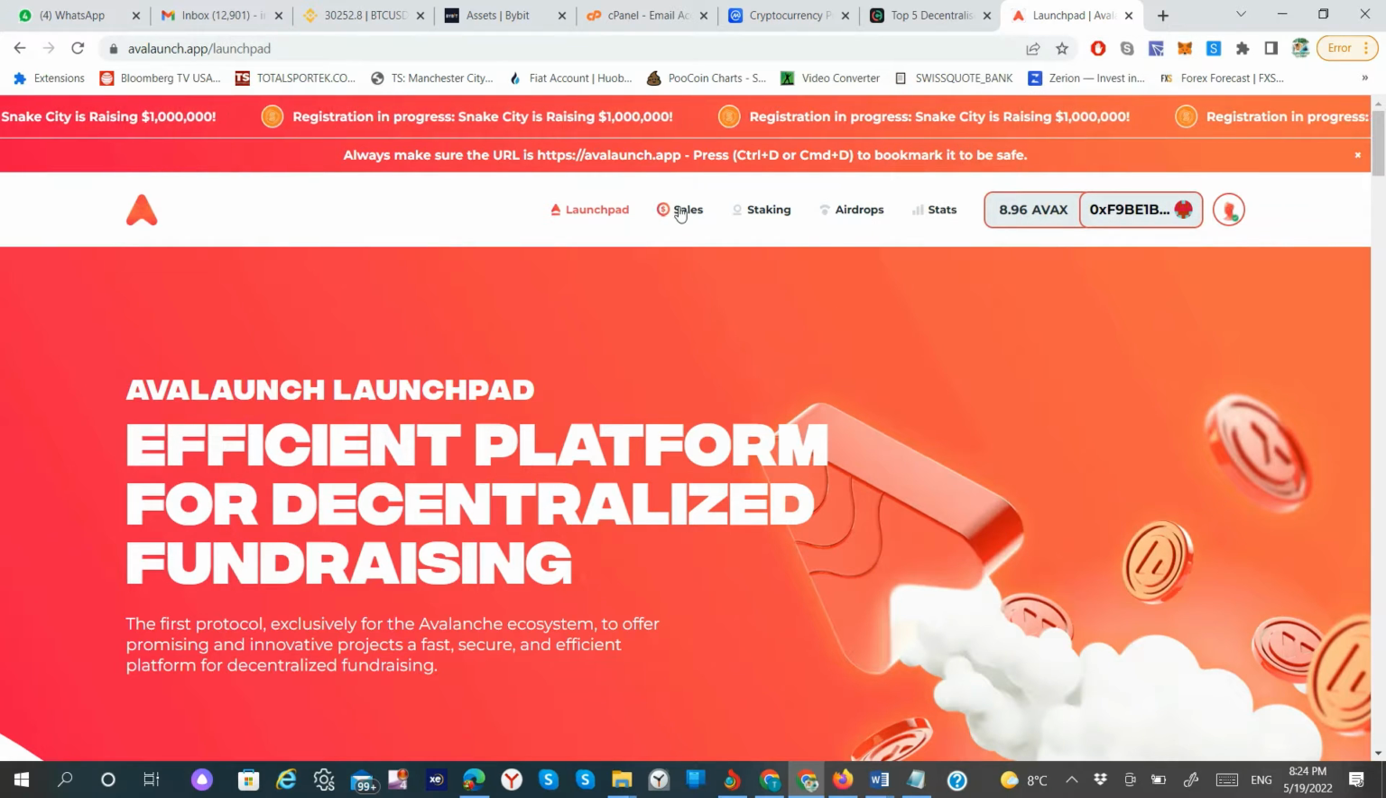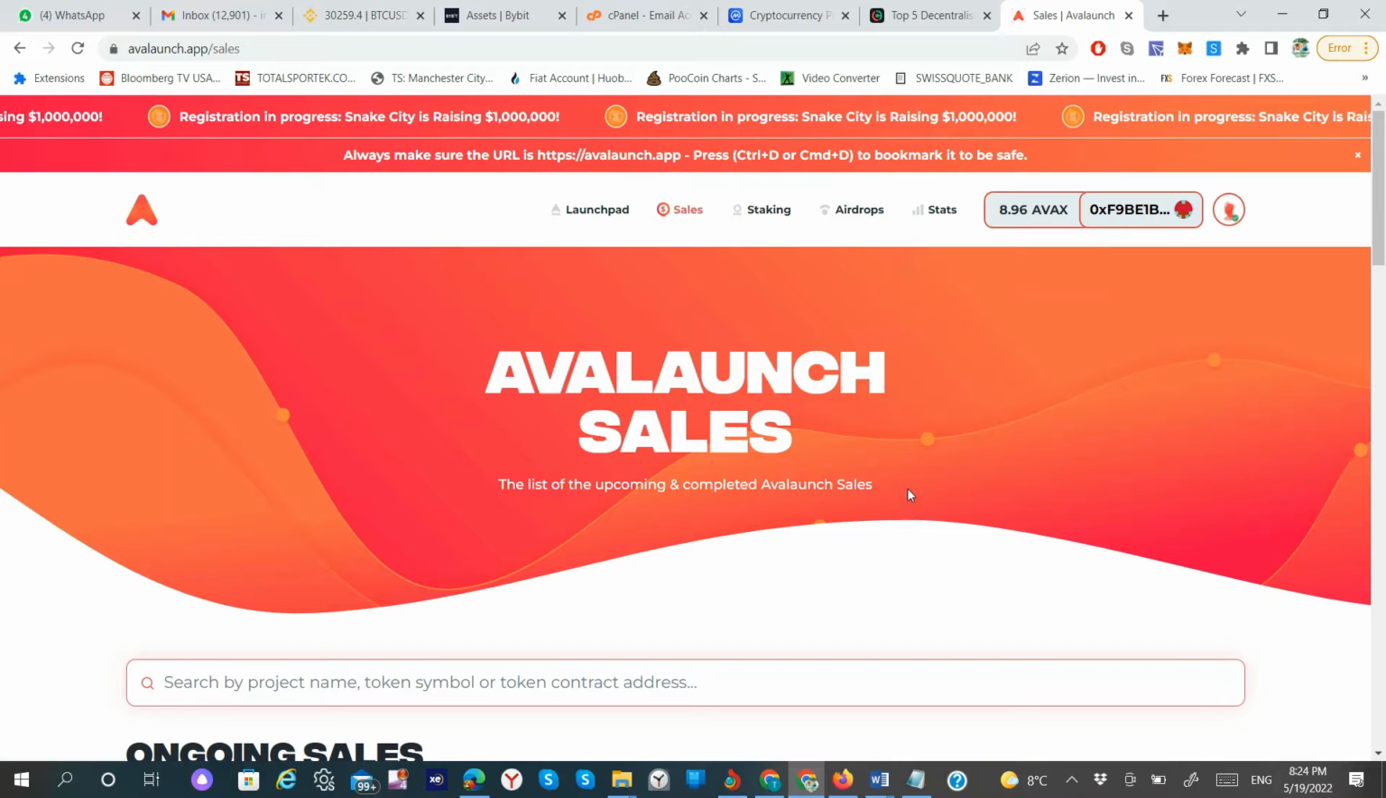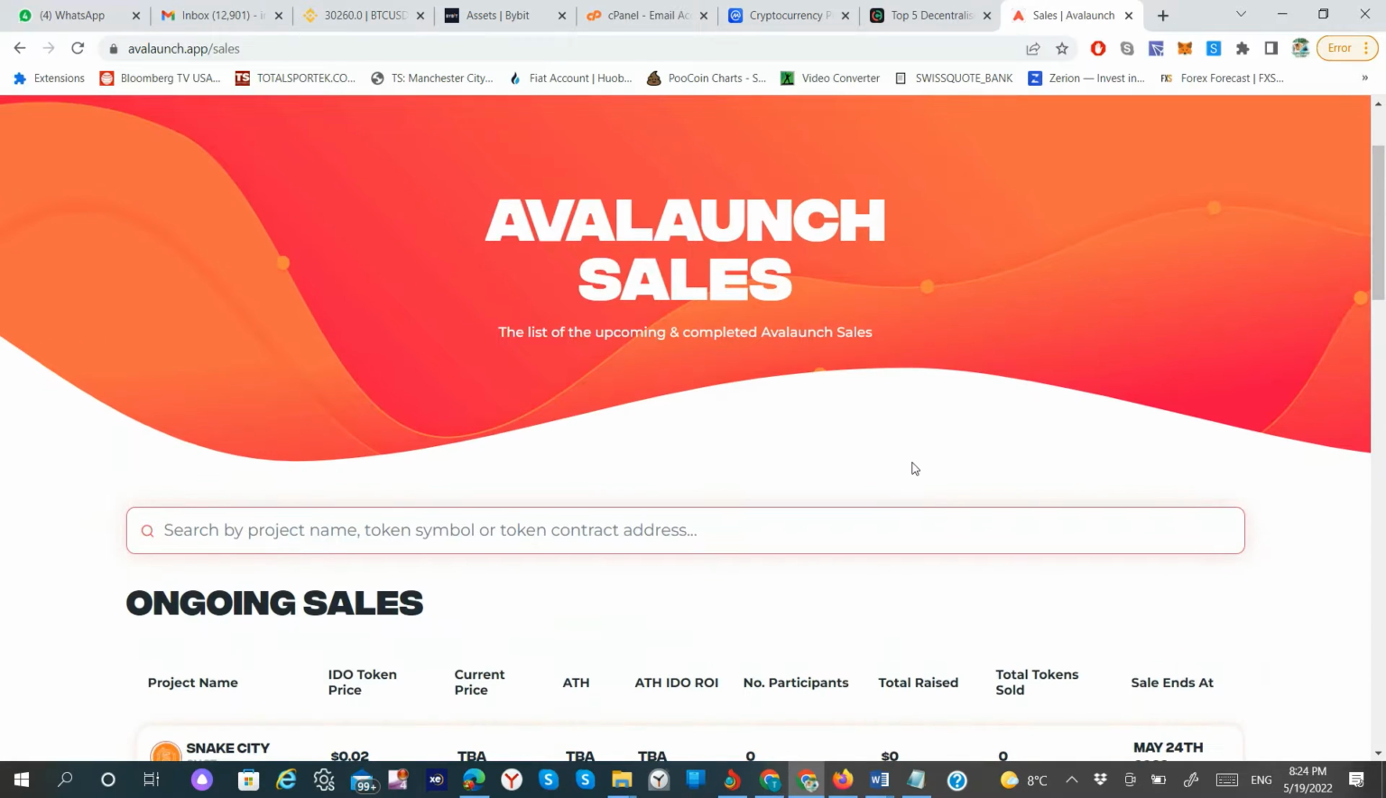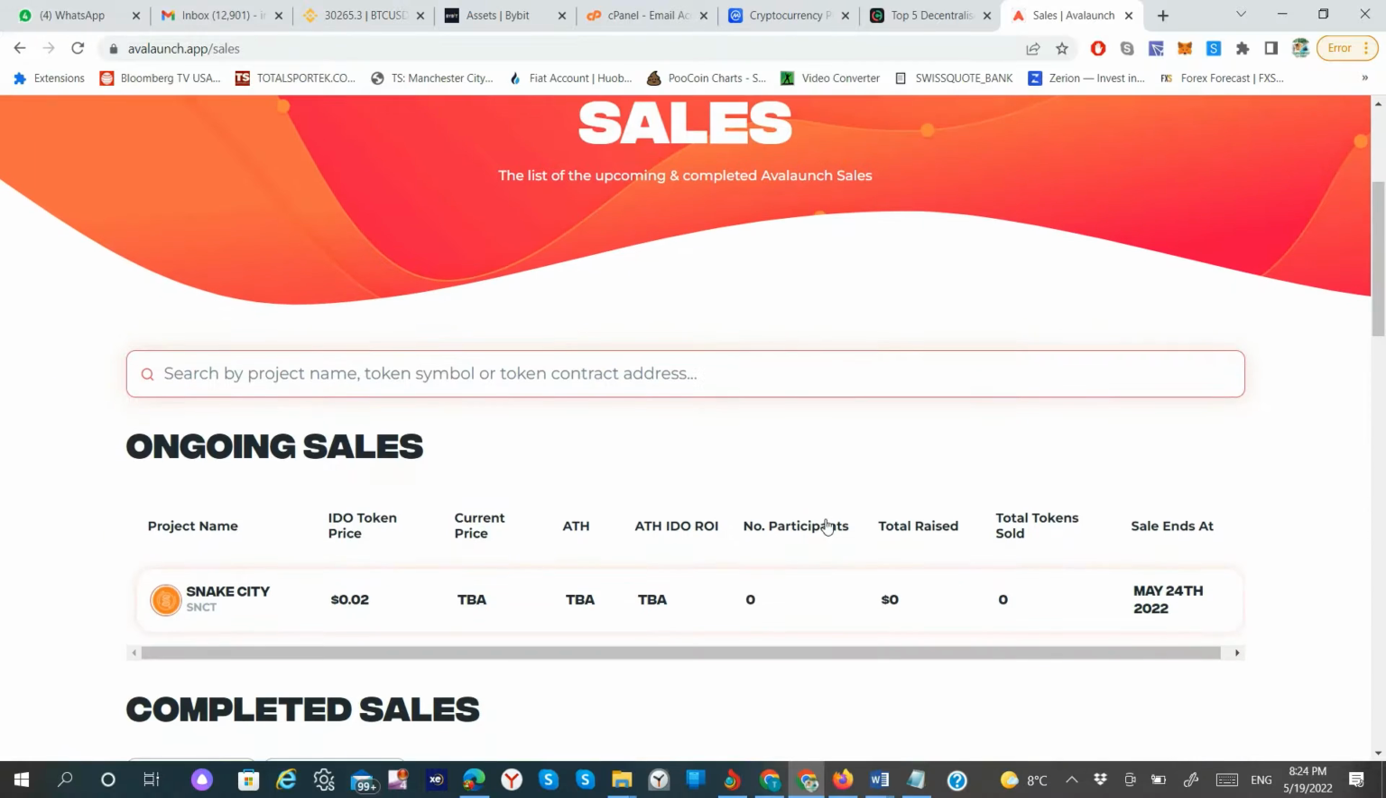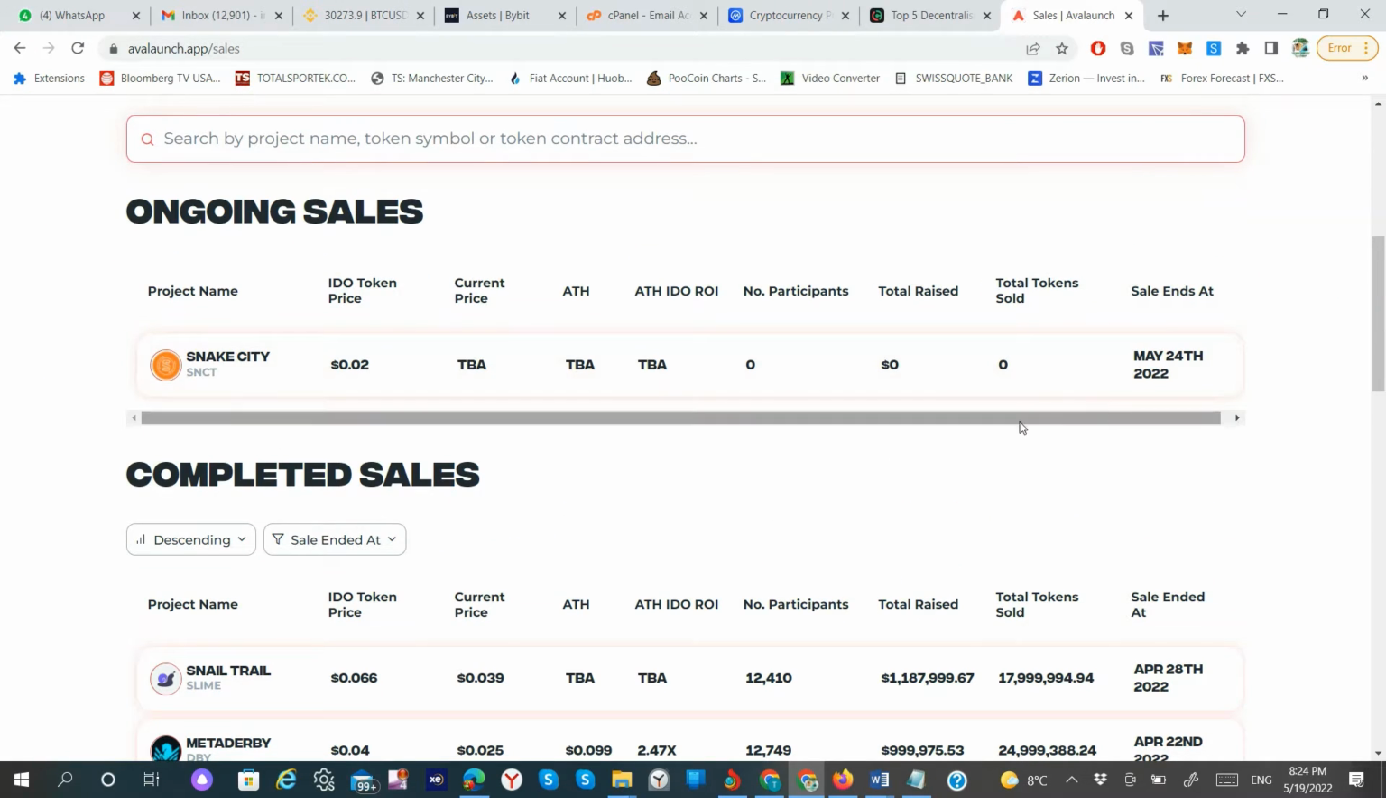So what I will do next is check on their sales to see what is happening there. There you will see the list of upcoming and completed sales. They have this Snake City, so you can check the details of Snake City. If there's something you would like to participate in, you go in. I would like to participate because the price of AVAX, their token, is cheap now. It's good to play around with it.